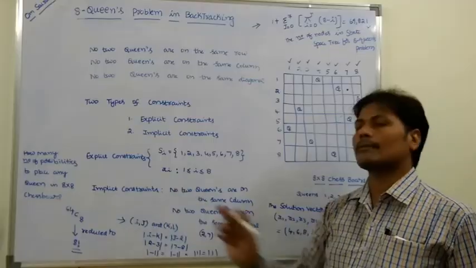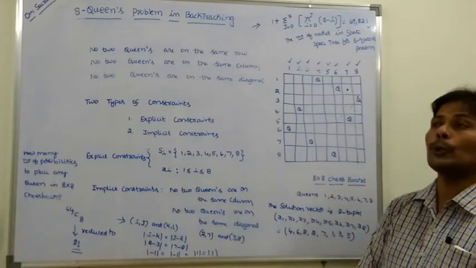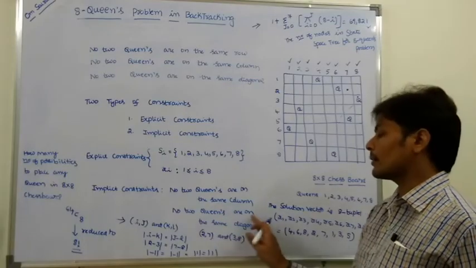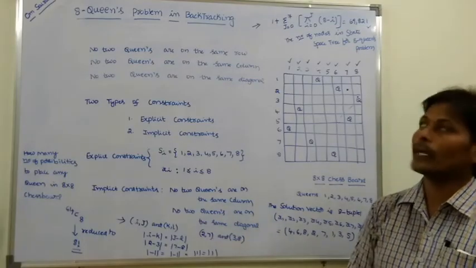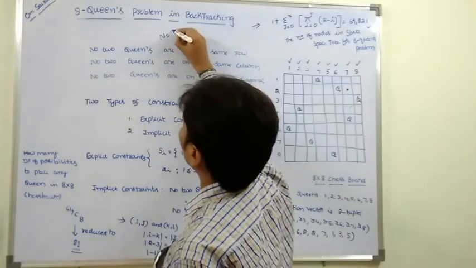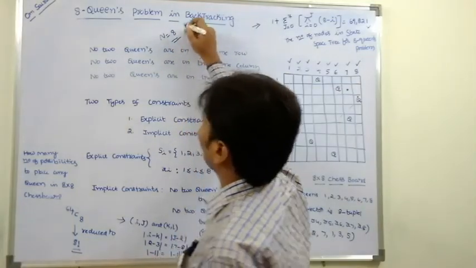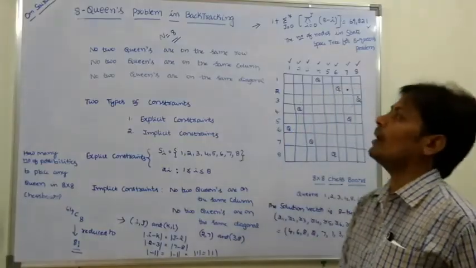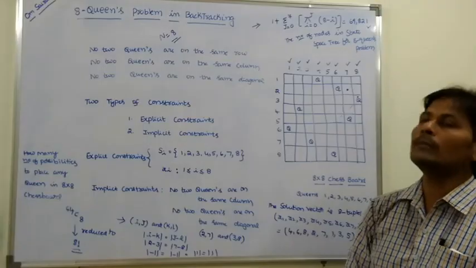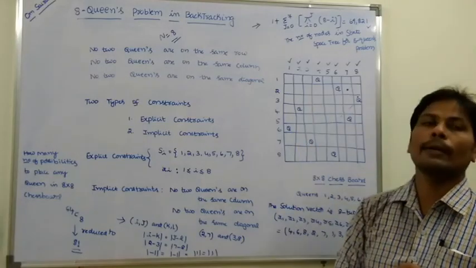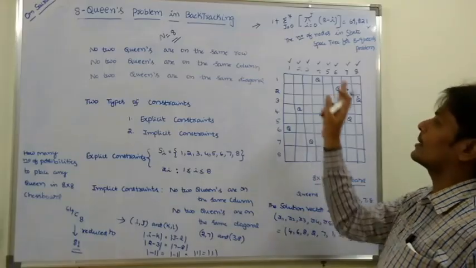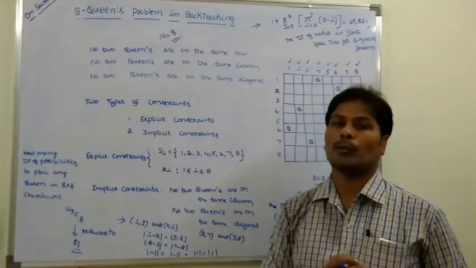Next, implicit constraints are nothing but that no two queens are on the same column and no two queens are on the same diagonal. Here n is equal to 8, and for that reason it is called the 8 queens problem. Actually, it is the n queens problem. Suppose we take n equal to 8, it is the 8 queens problem. So this is the description of the 8 queens problem.